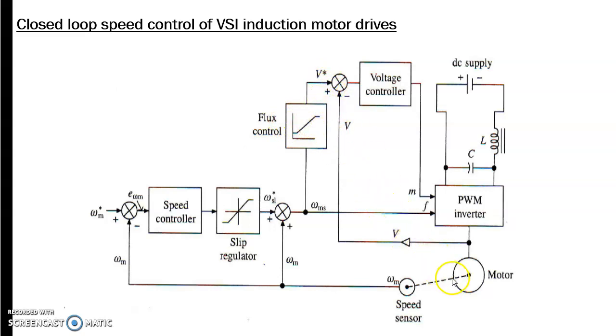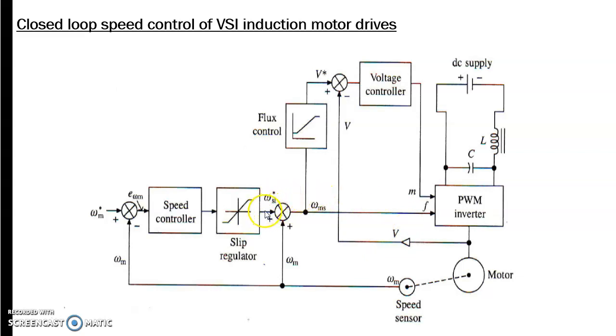Flux should be constant, or the ratio between voltage and frequency should be constant. And let's see what is the working of this. Then speed is sensed. Then this rotor speed is compared with the reference speed. This difference gives the error. This error is processed by a speed controller. It can be a PI controller. Then the command from the speed controller is given to the slip regulator, and depending upon the value of error, if there is a large error, then the slip regulator will set the maximum value. In accordance with that the current also becomes maximum, and this motor will accelerate.